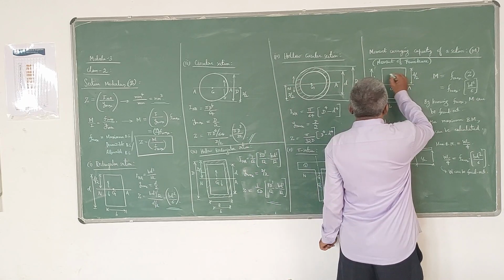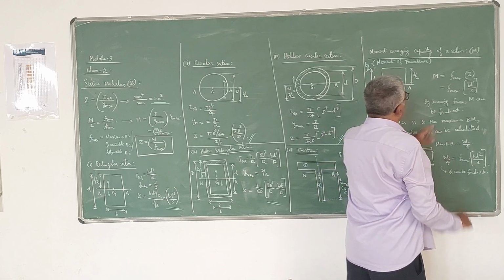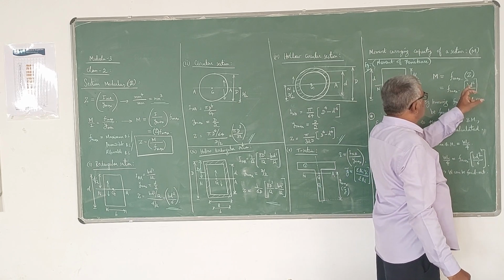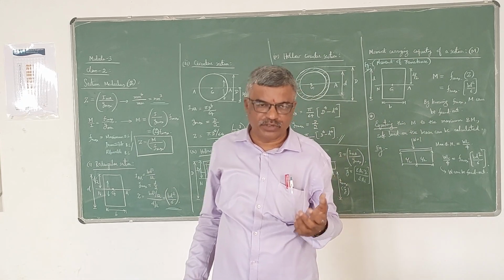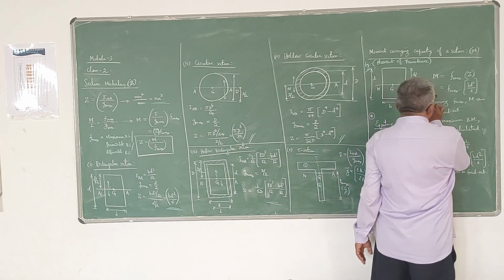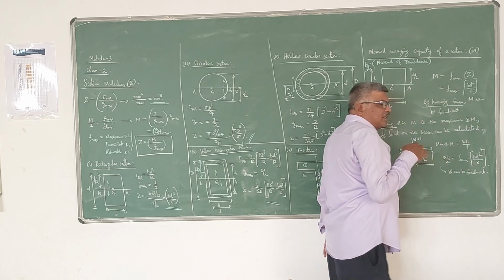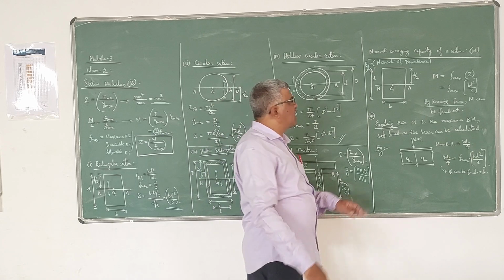So for a rectangular section, the moment carrying capacity is f max into bd square by 6. So b and d you will be knowing, and normally they will give the value of maximum bending stress also. So f max also you will be knowing. Maybe they may give 50 Newton per meter square, 100 Newton per meter square, like that. M can be found out.